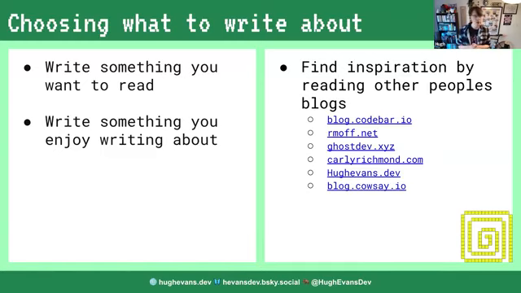Another great place to look for ideas of what to write about is to look at other people's blogs. Shameless plug for my own blog here, but there are some other great blogs on this list. The codebar blog is very cool. Then there's people like Armoff and Willow, Leo, who was instrumental in helping to make this workshop happen, and Carly Richmond. They are all awesome blogs with a variety of ideas, people doing a mixture of technical and non-technical writing. And there's some good stuff in there about writing as well.